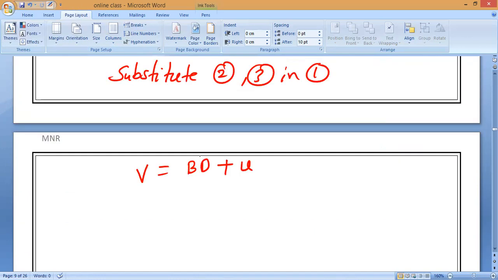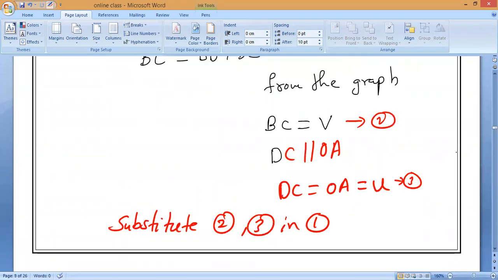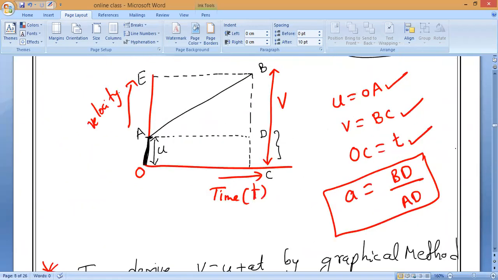Now you can see, in the first equation we know V is equal to U plus AT. Now we have V, we have U. Then what is remaining, guys? Acceleration and time. We want to get acceleration in that AT. So how to get acceleration? Let us see. From the graph, we find the slope of the graph. What is the slope of the graph?